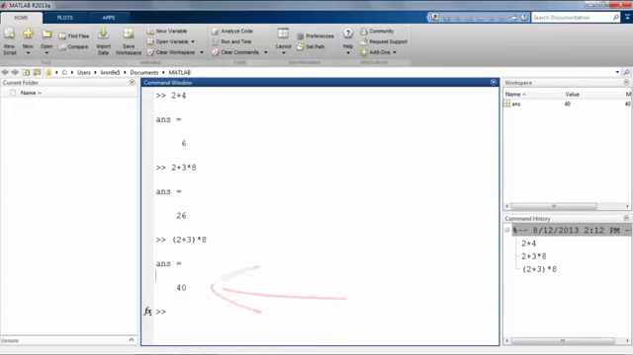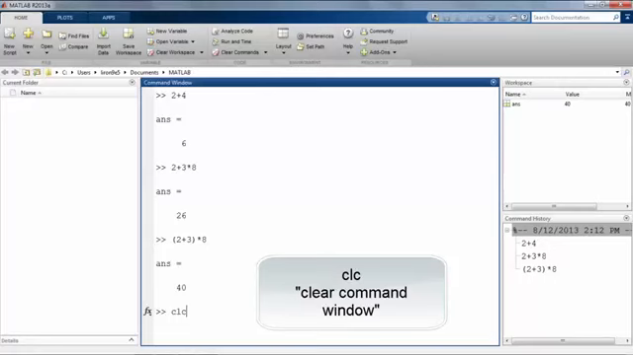Let's go back to the command window. If you wanted to clear the screen on a calculator, you hit clear. In MATLAB, you have to type CLC. It clears the command window.